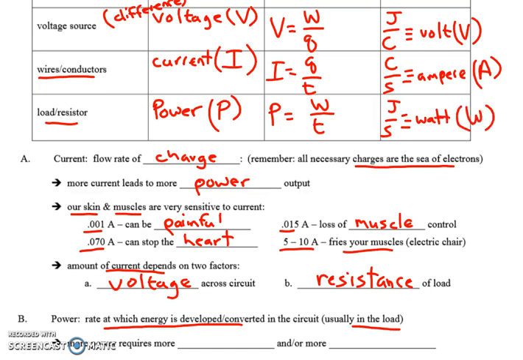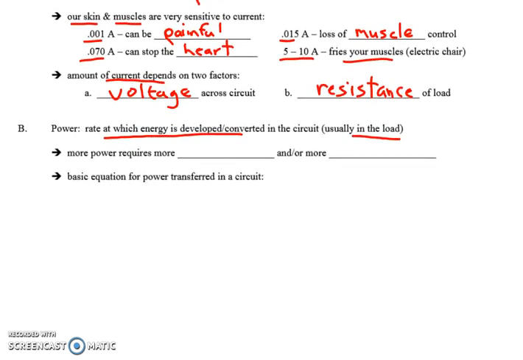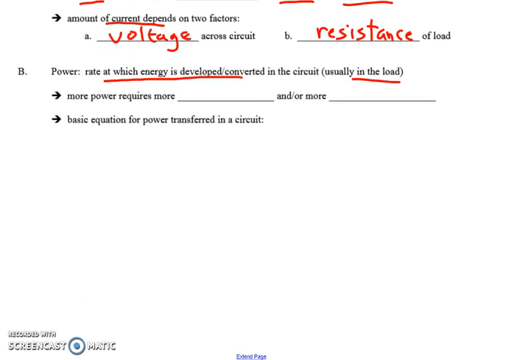So what we want to do is relate voltage and current to power, because if you want power delivered, you need current flowing and you need an energy input. So there should be a pretty simple connection between the two. More power requires more voltage and/or more current. All right, so how can we get power from these?